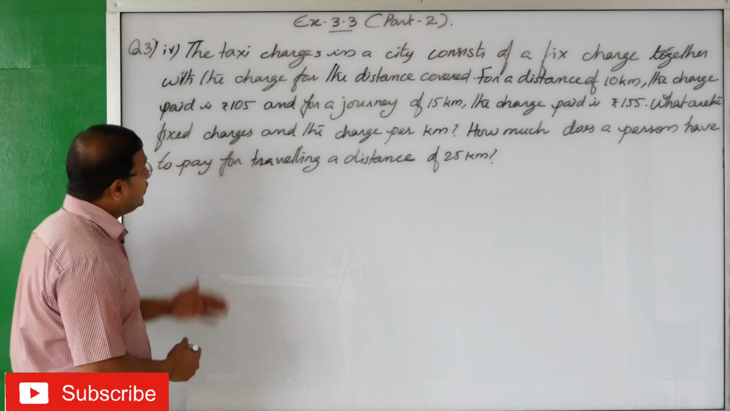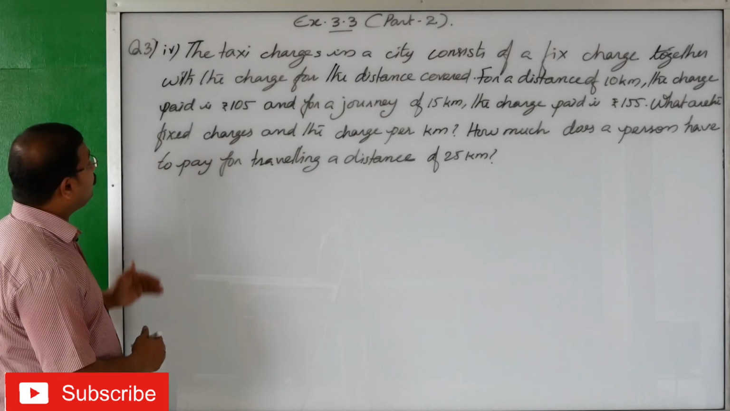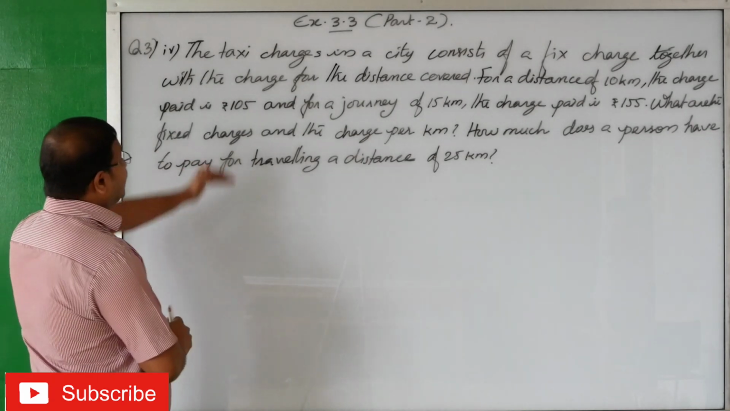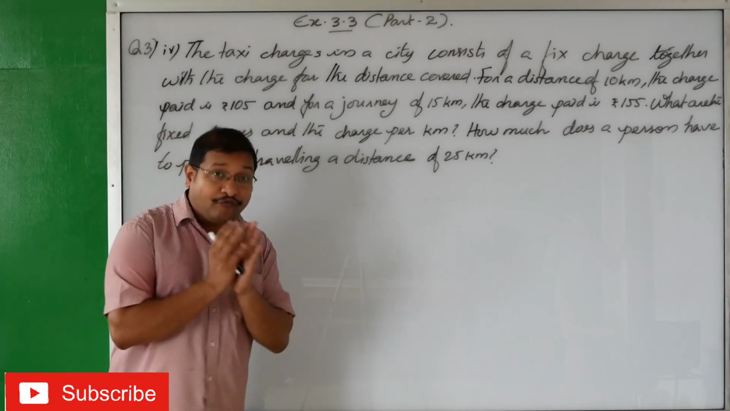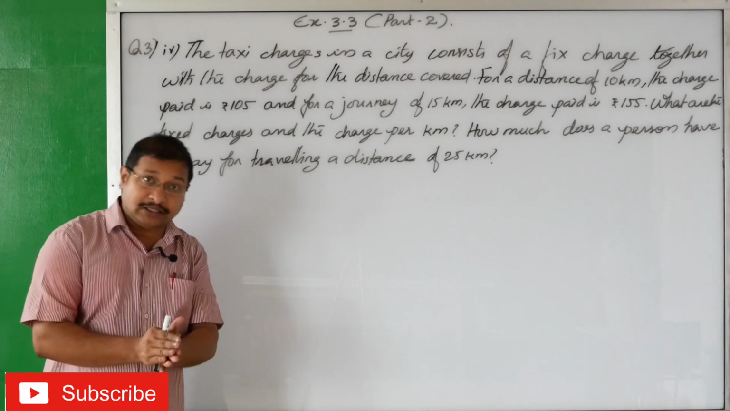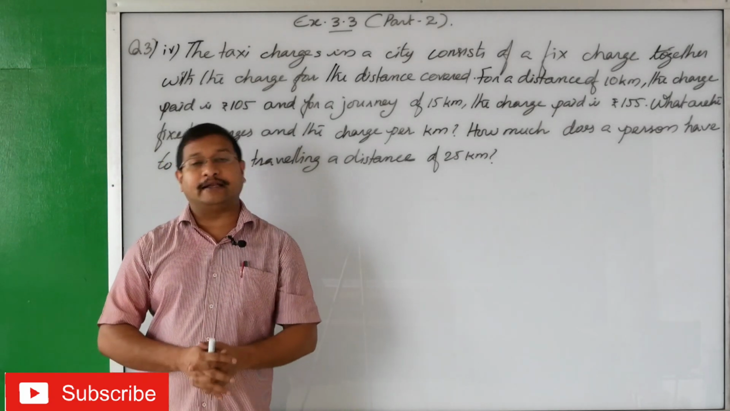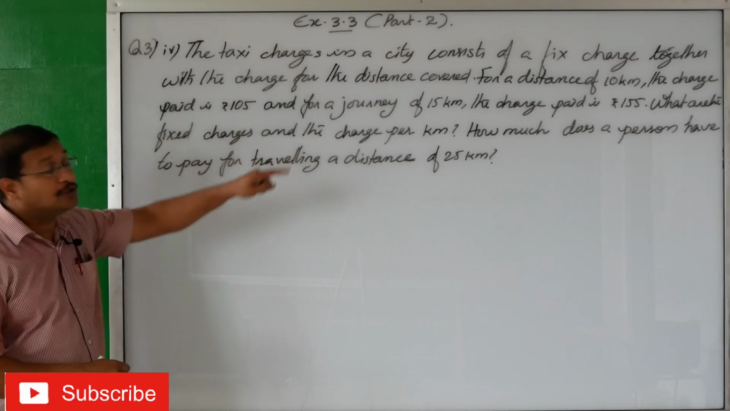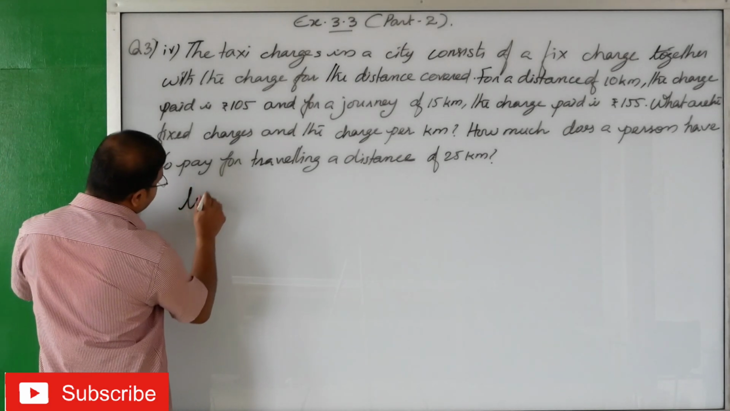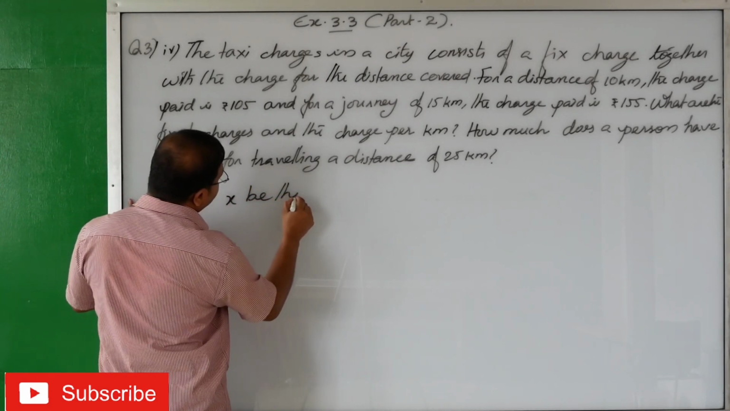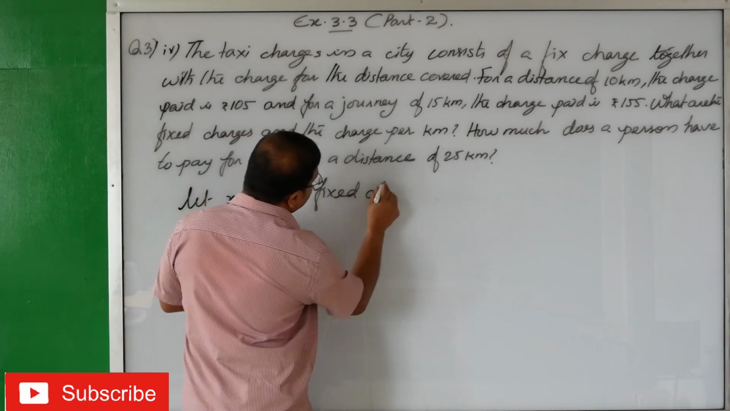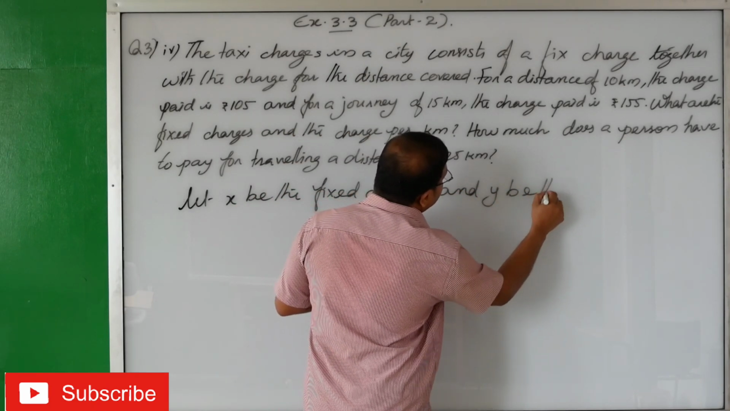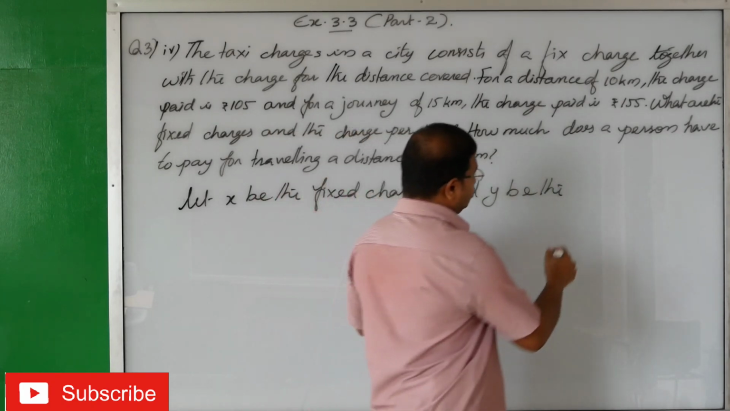See the question. In this question, you have to find out what are the fixed charges and the charge per kilometer. But see the question nicely. The taxi charges in a city consists of a fixed charge. There will be a fixed charge. After that, how much it will travel, according to that they have to pay. That means what you will do? We want to find out the fixed charge and the charge per kilometer. Ready? That means we will write, let X be the fixed charge and Y be the charge per kilometer.